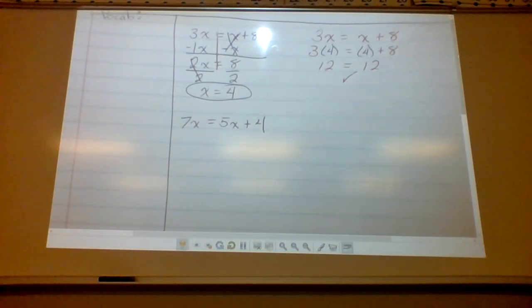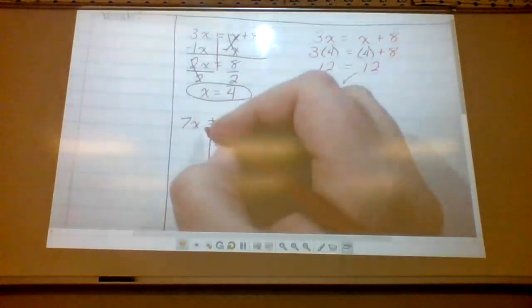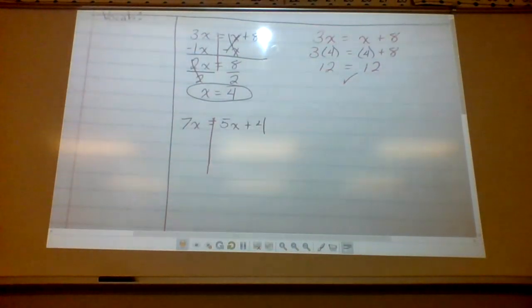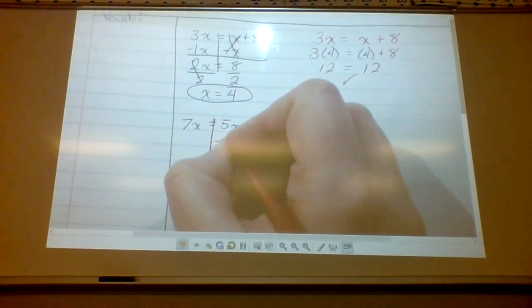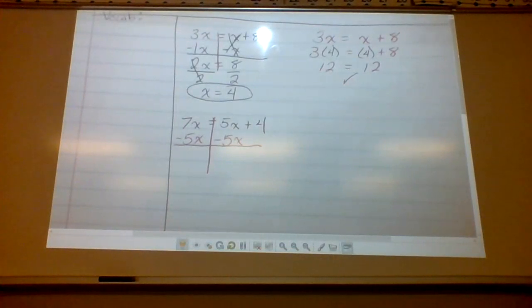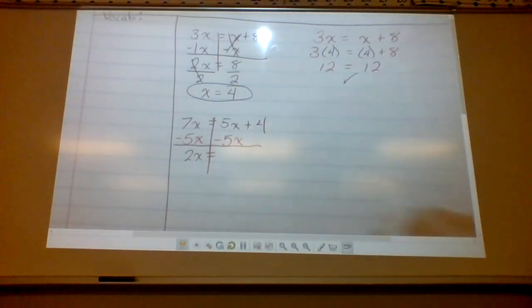What are you going to do with this? Do what we did in the last one. What do I want to see first? River. Draw that river. What's the question I asked? Which side is the variable on? Both. They're on both. What side do you want it on? Left. If you want it on the left, then which one should we look at? The right, to take it off. So you subtract 5x from both sides. What's 7x minus 5x? 2x equals 4.